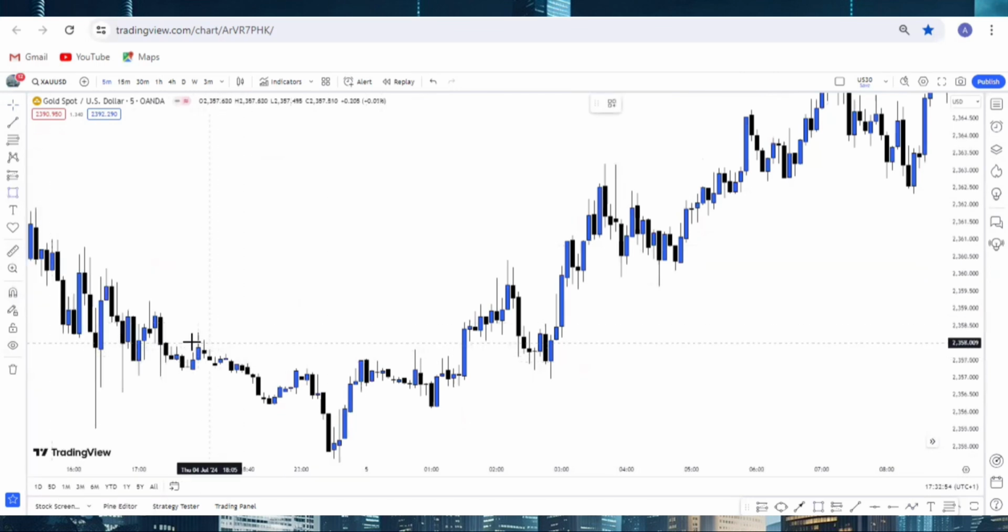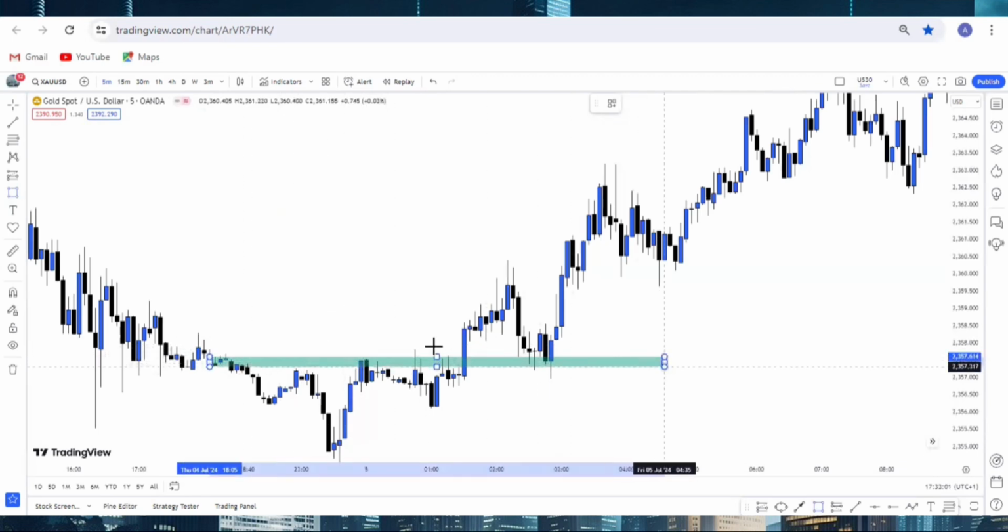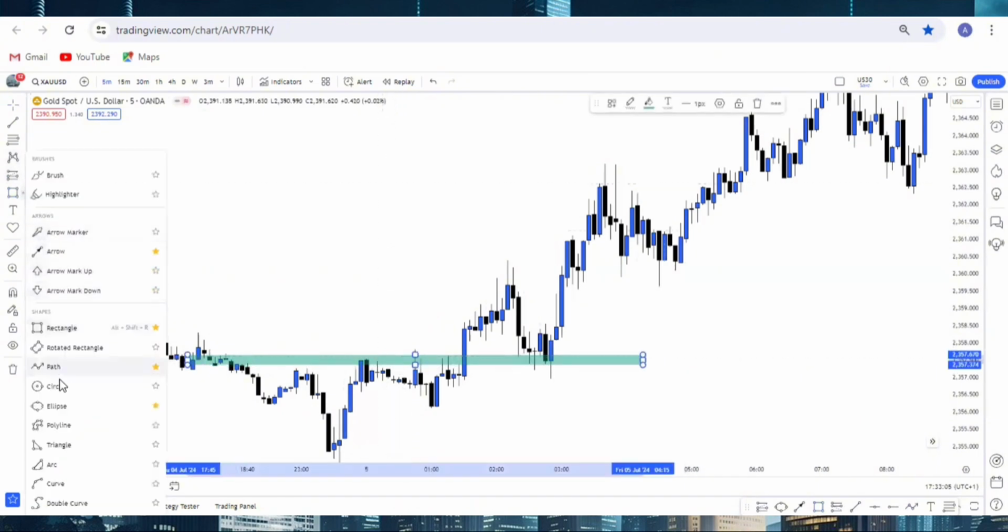Now if you can see here, we have a resistance, a resistance, a resistance here, which is where the market consolidated at that moment. Then we draw our resistance zone just like this. All right, what do we wait for? We wait for the market. What do we wait for here, guys?